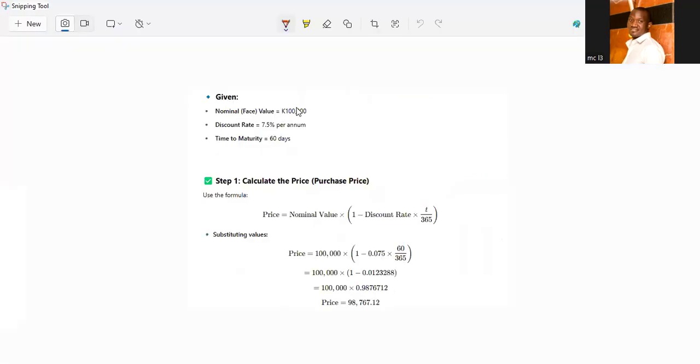So we are given the nominal value of 100,000, the discount rate 7.5%, and time to maturity 60 days. So to calculate the price, firstly, we know the price is what? Nominal value, 1 minus discount rate, time over what? Over 365. Is that clear?